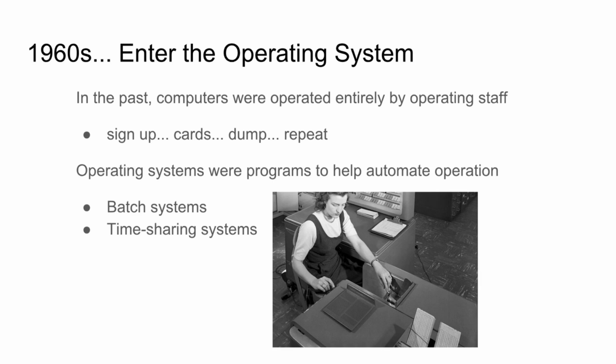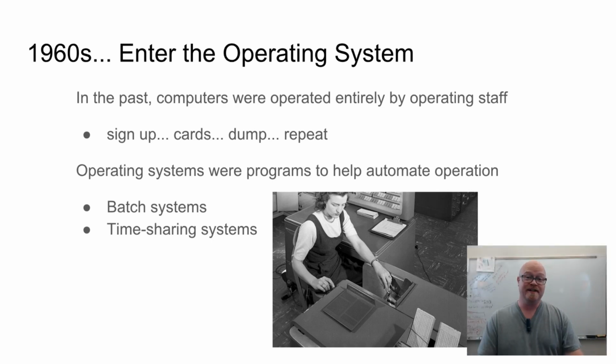In the 1960s, we start to see the emergence of operating systems. Now, before this, computers were operated by some kind of staff. If you wanted to run your program that you'd written and punched your cards as correctly as you could, you would have to sign up for a time slot where your cards could be executed. You'd show up, hand the cards to the operator. The operator would load them into the machine. Then the machine would start executing your code.